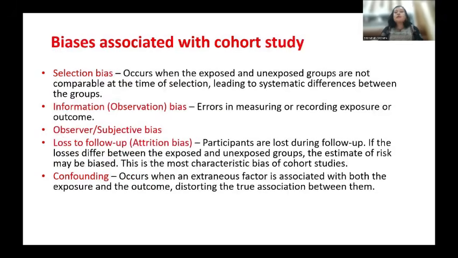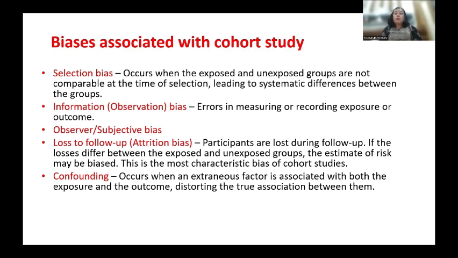The fourth part of the question was the biases associated with the study. Bias, as we know, are the systematic errors that occur, especially for a cohort study. There can be a selection bias when you're selecting the people with exposures and without exposures. There can be information bias while you're measuring or recording the exposure. There can be observer or subjective bias. The researcher who is doing the study and differentiating who is exposed and who is not exposed, there can be some bias.